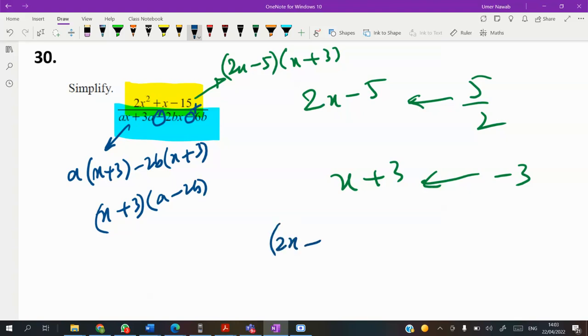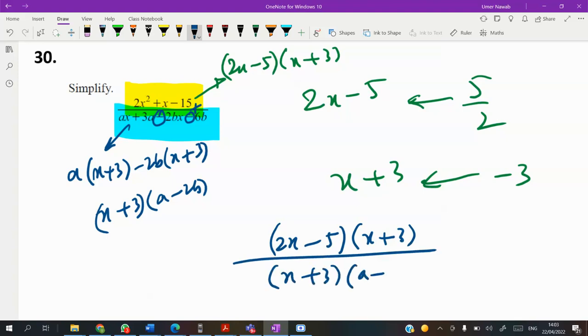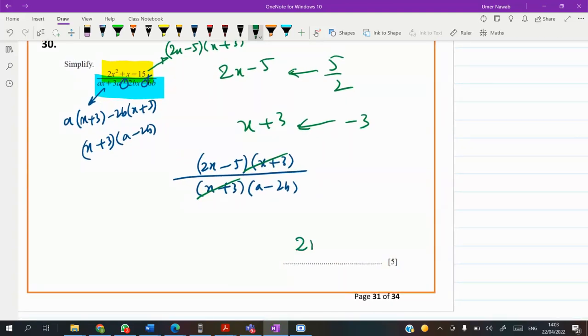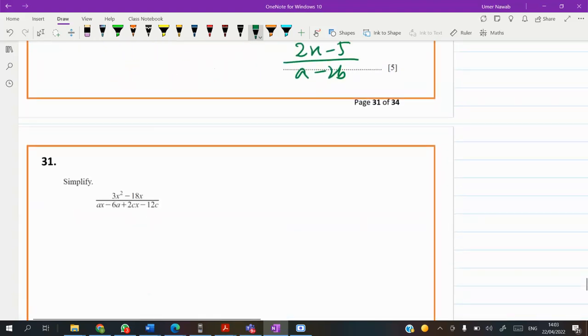Let's copy them. 2x minus 5 and x plus 3 on the top. Down, x plus 3 and a minus 2b. I'm going to cancel x plus 3 with x plus 3. My final answer is 2x minus 5 over a minus 2b.